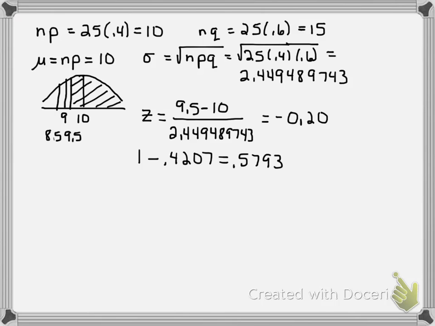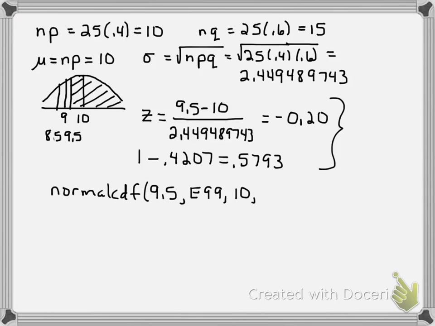Now if you want to use your calculator instead of the table, then you wouldn't have to do that part. Once you find the picture, then you can enter this into your calculator. Normal CDF, we want from 9.5 to infinity. The mean is 10, and the standard deviation is that very long decimal. You should end up with 0.5809 when you use your calculator.